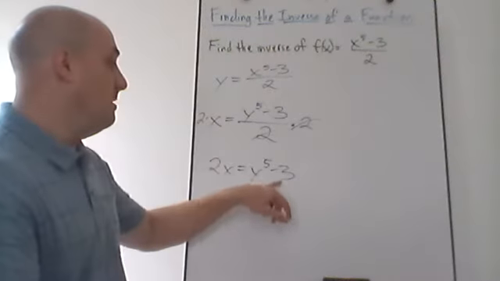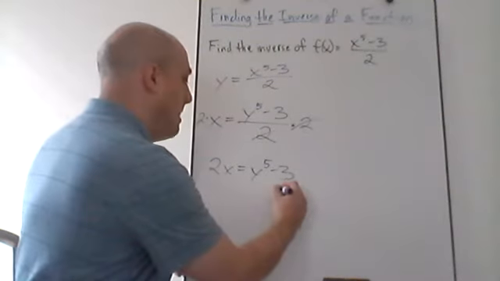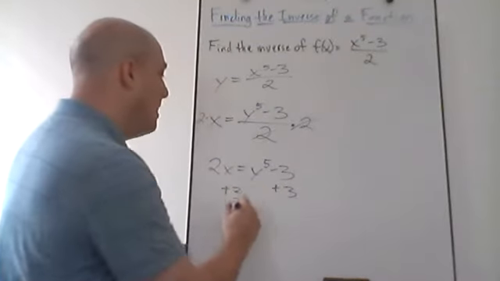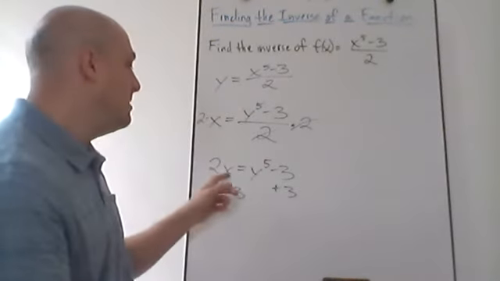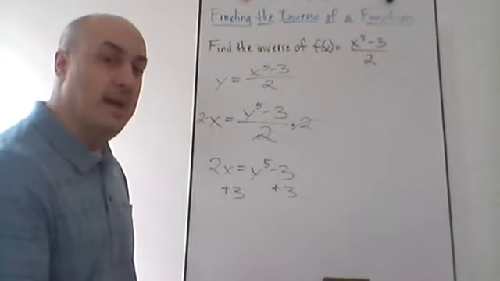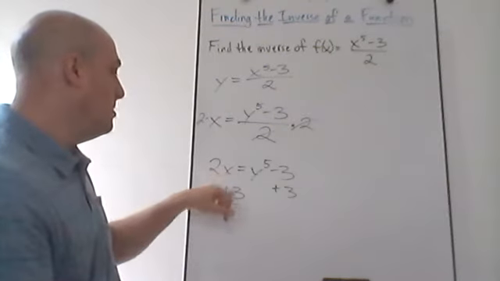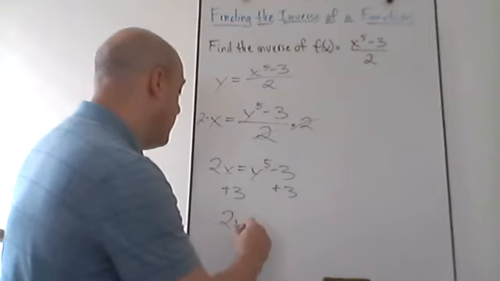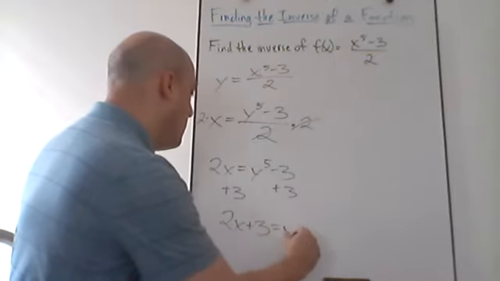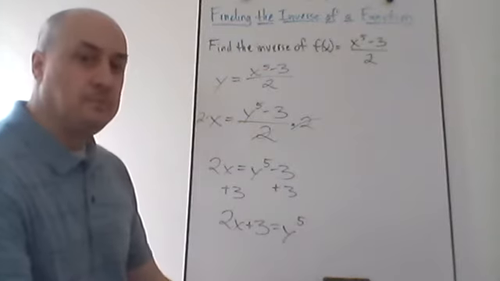All right, now I have y to the fifth minus 3, so to get rid of that minus 3, I have to do a plus 3. And just remember, when you're doing all this stuff, it's almost like you're just solving a regular equation. It's just that you have an x and a y in there. And so, when I do 2x plus 3, I don't actually add those together. I just have to write that as 2x plus 3 equals y to the fifth power.